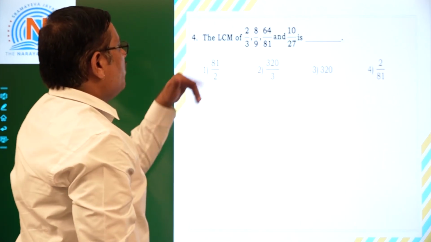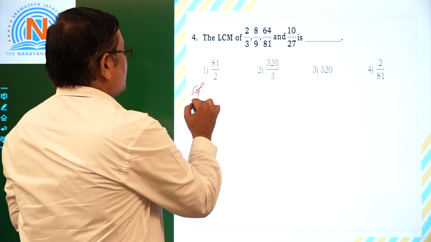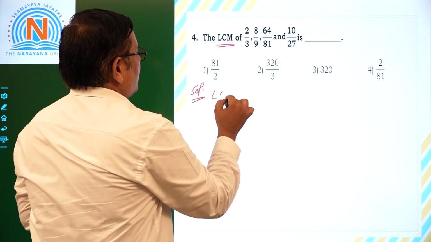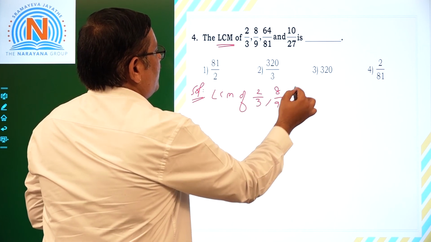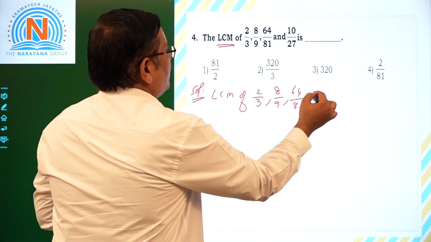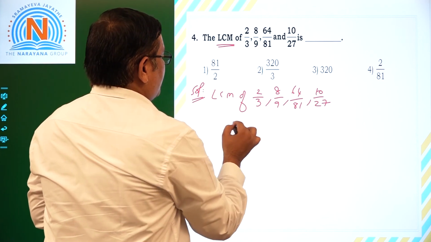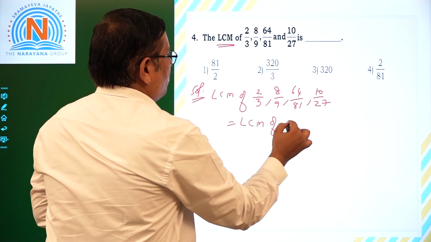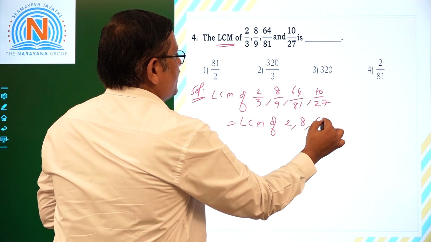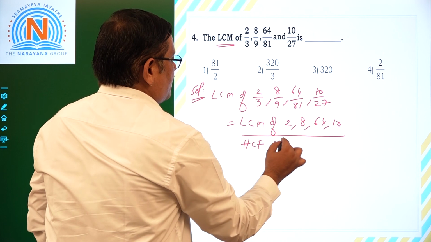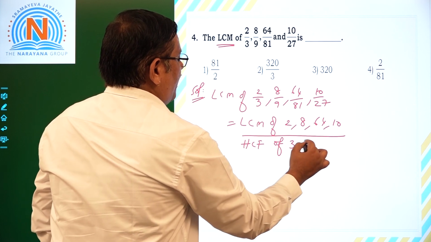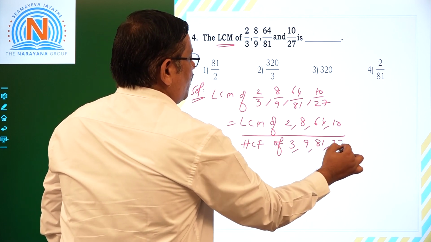The LCM of 2 by 3. In this question he is asking about LCM. LCM of fractions 2 by 3, 8 by 9, 64 by 81, 10 by 27. That is given by the LCM of the numerators, what are they, 2, 8, 64 and 10, by the HCF of the denominators. What are the denominators? 3, 9, 81, 27.